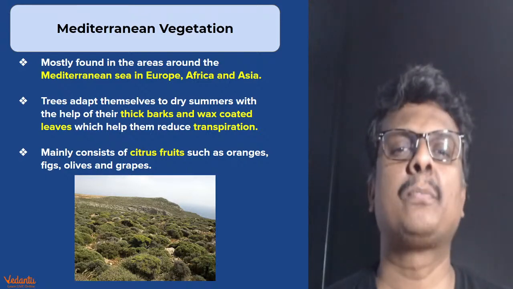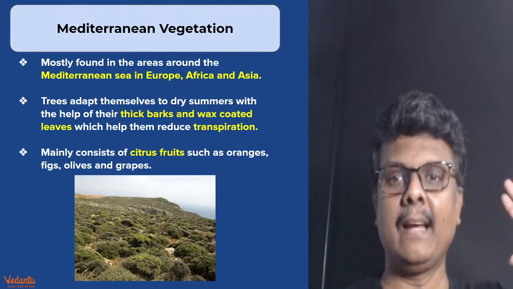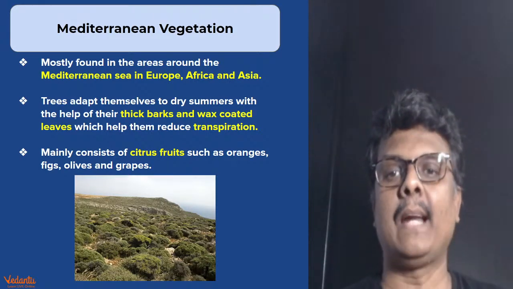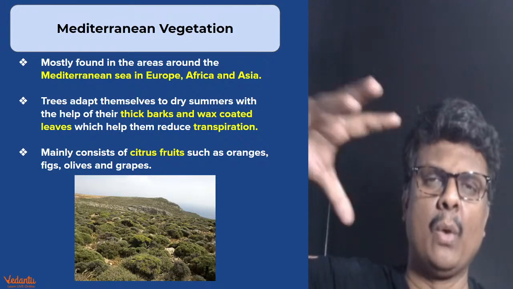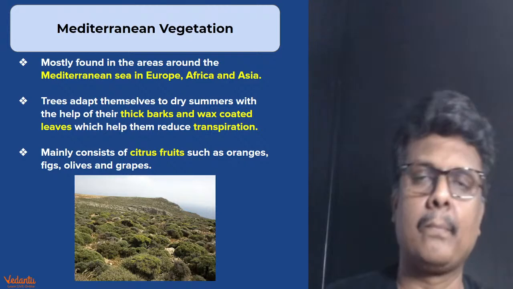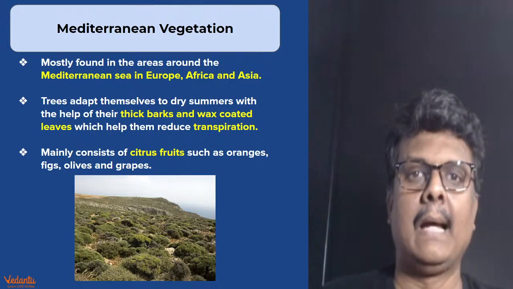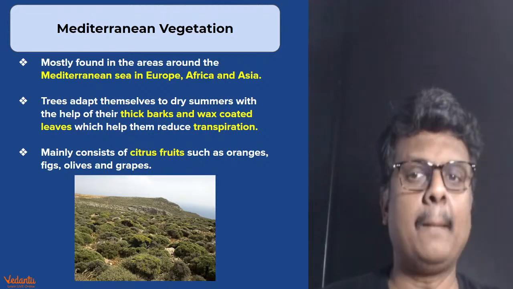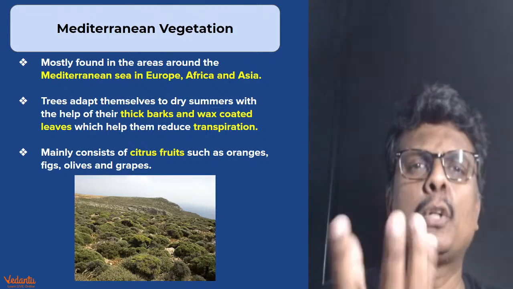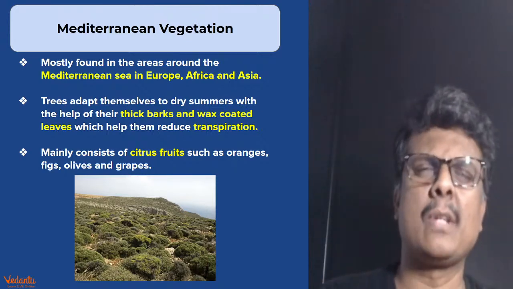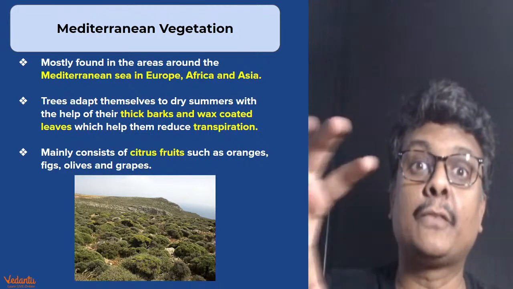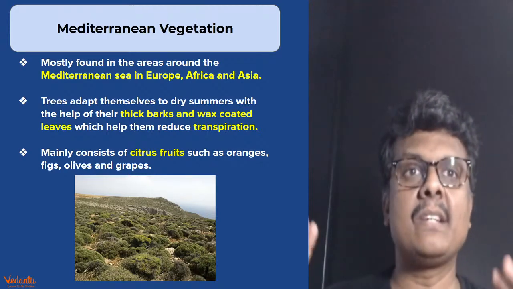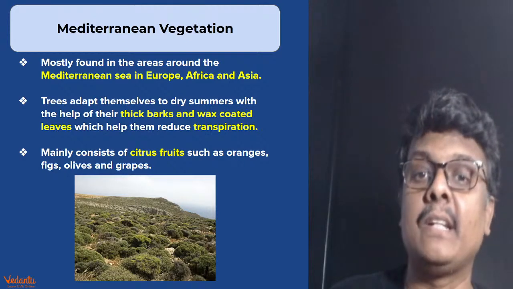Mediterranean. So guys, Mediterranean Sea, we know, right? Around the Mediterranean Sea, you see this Mediterranean vegetation. Alright, it is not evergreen. You will always see the trees to be light green or dry in Mediterranean vegetation. And fruits like oranges, figs, olives, grapes. Except oranges, figs, olives and grapes are not too juicy, right? A little juicy, of course. And citrus fruits grow there. These regions are around the Mediterranean Sea, typically in Europe, Africa, and Asia.